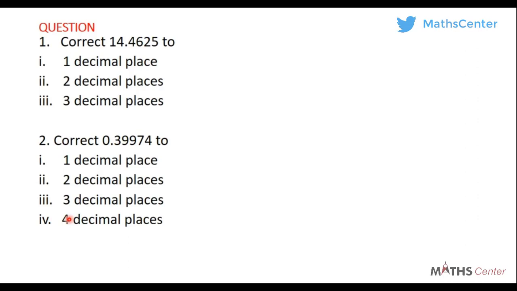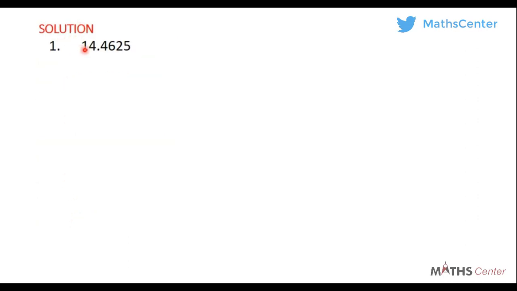How do we correct this to 1 decimal place? Now here is the number. If you are supposed to correct this to 1 decimal place, all that we are concerned about are the numbers after the decimal point. The number before the decimal point is not of concern to us. So if you want to correct to the first decimal place, look for the number in the first decimal place, just after the decimal point. You are supposed to correct 14.46525 to the first decimal place.